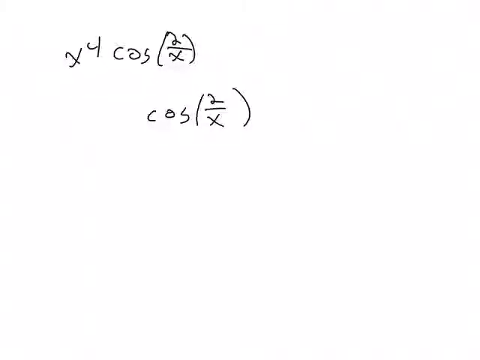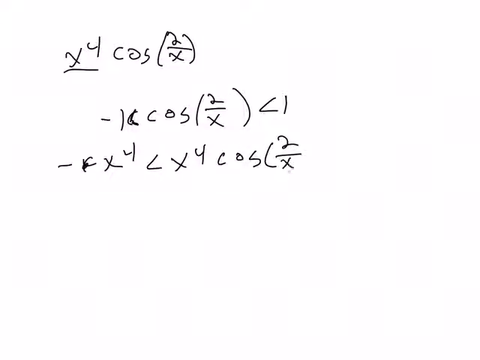Next problem. Problem 36 is the same. Problem 37 is kind of what we have been doing. We can say that cosine of 2 over x is greater than -1 and less than 1 for all x. And x to the 4th is always positive, so we can say negative x to the 4th is always less than x to the 4th cosine 2x. It's always less than x to the 4th.